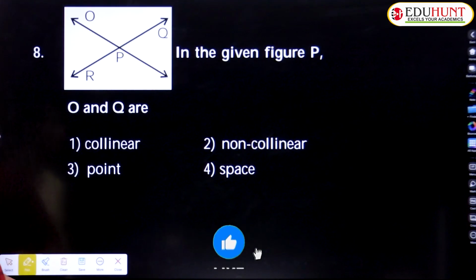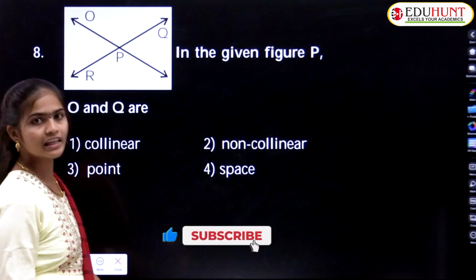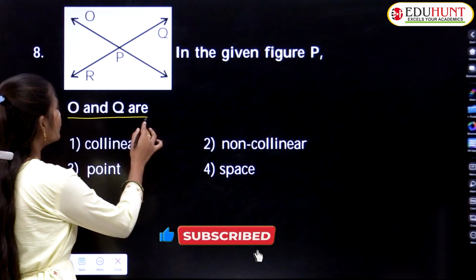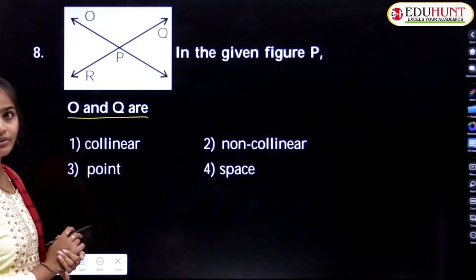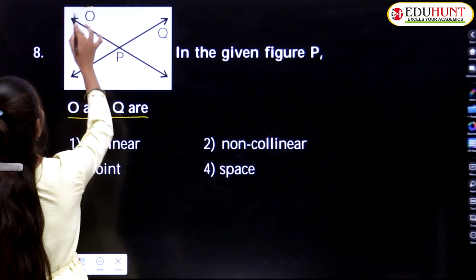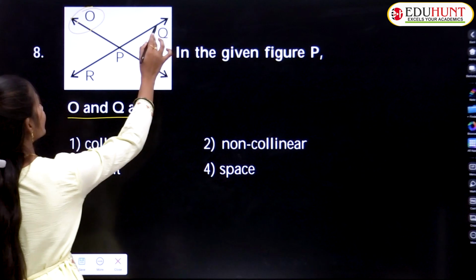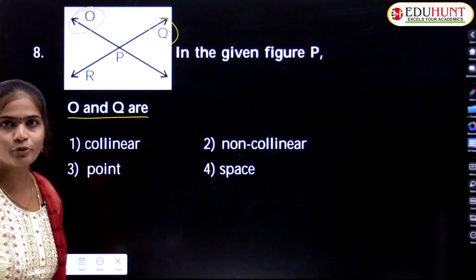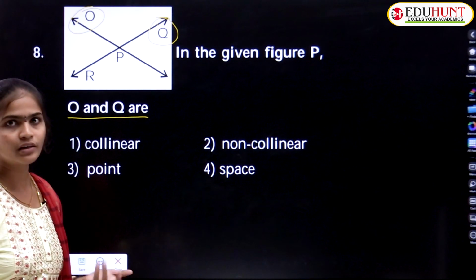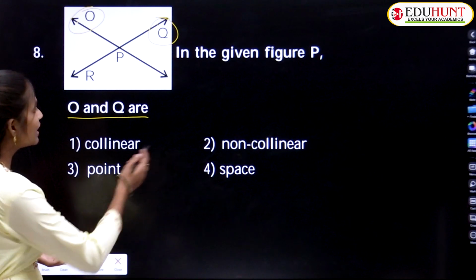Okay. Next question, the eighth question: in the given figure P, O and Q are... O and Q are. Just observe the figure where we have O. Here we have O, some point. Okay. Next Q. Here we have Q. Those two are which type of points? Do those two lie on the same line? No. So those two are not collinear. Okay. So after that, non-collinear.